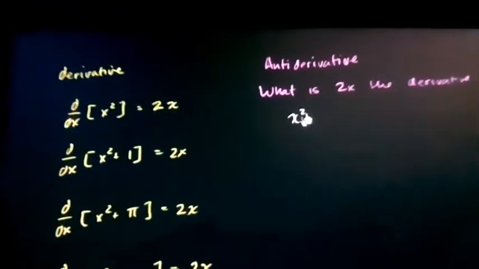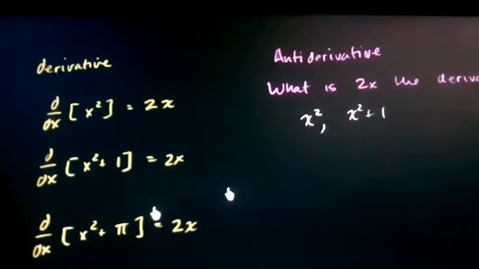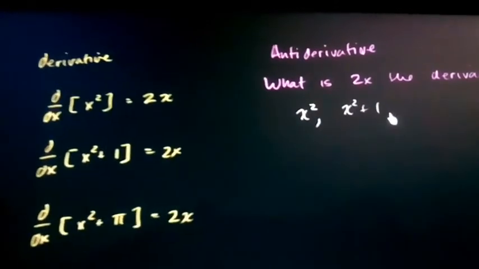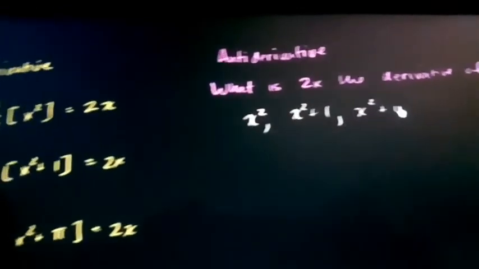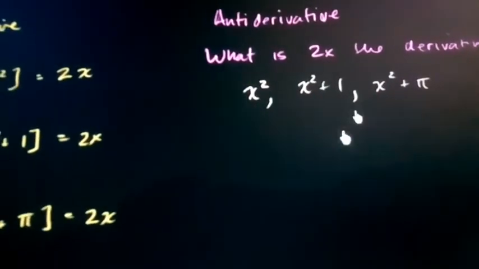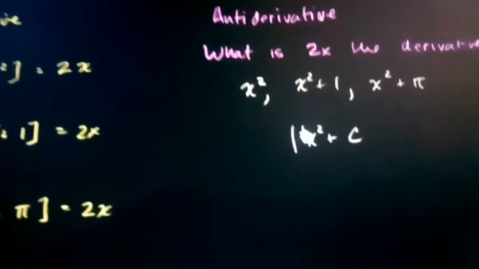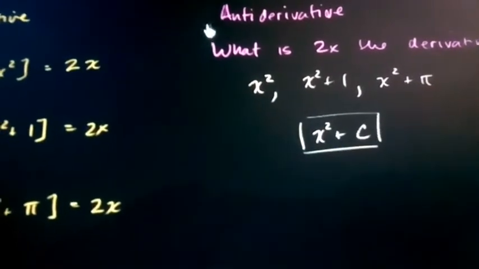You could say 2x is the derivative of x squared, but you could also say 2x is the derivative of x squared plus 1. You could also say that 2x is the derivative of x squared plus pi. I think you get the general idea. So if you wanted to write it in the most general sense, you would write that 2x is the derivative of x squared plus some constant. So this is what you would consider the antiderivative.